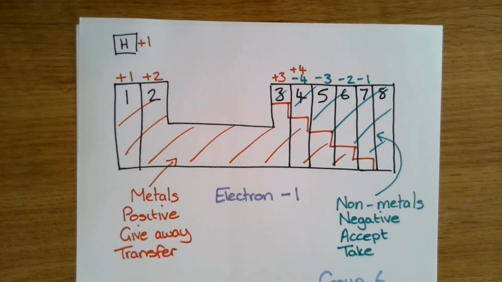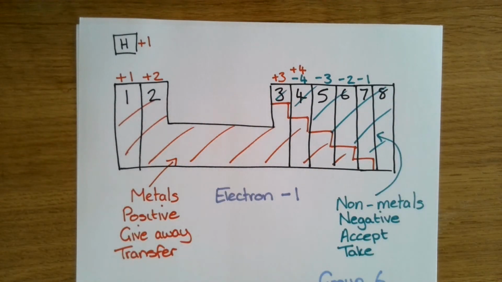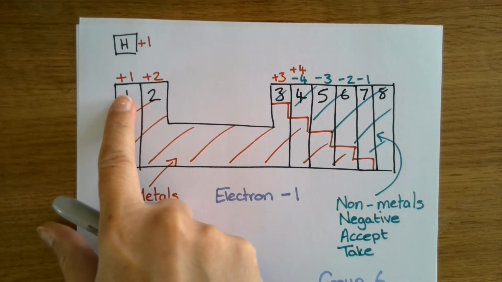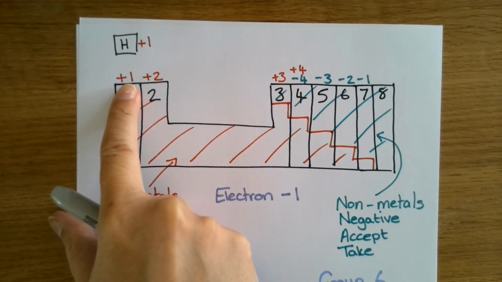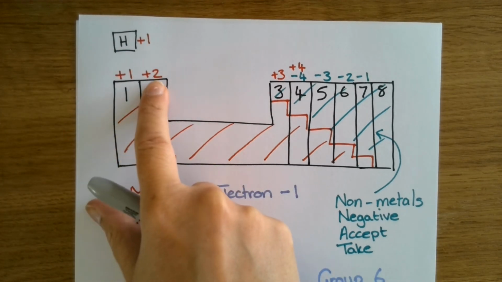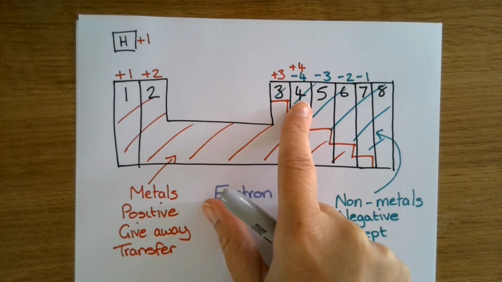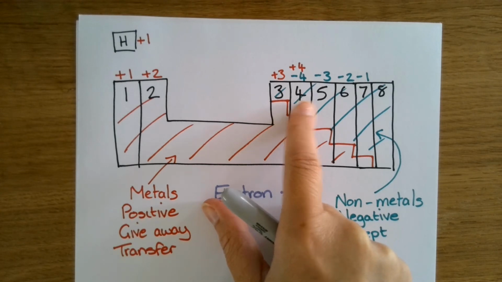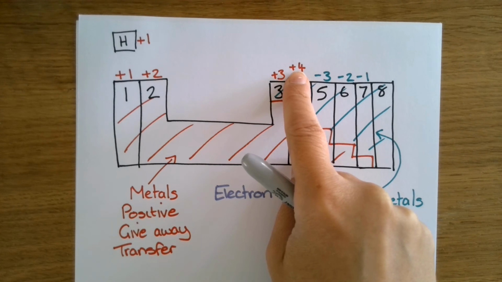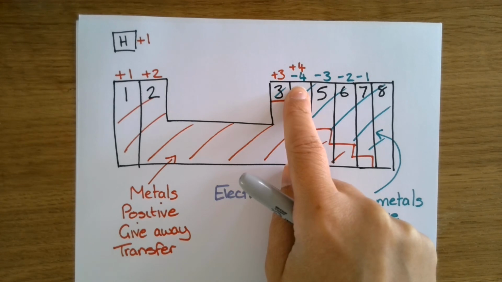Now how many do I become positive by? It's a nice little trick that you can pop at the top of your periodic table. If I am in group 1, I am always going to form a +1 charge along with hydrogen. If I'm in group 2, I'm going to form a +2 charge. Group 3, a +3 charge. Changes a little bit at group 4. Group 4 can go either way. It can form a +4 by giving away 4 electrons, or it can form a -4 by taking in 4 electrons. You will not be asked about group 4 in your exams.